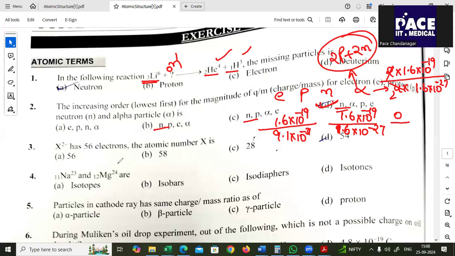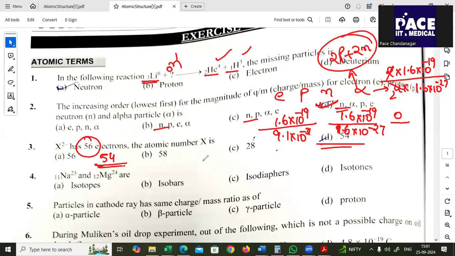Next, number 3, X minus 2 has 56 electrons. What is the atomic number of X? X minus 2 means 2 electrons more than the actual. The actual has to be 54 only. So 54, with 2 electrons more, it is 56.